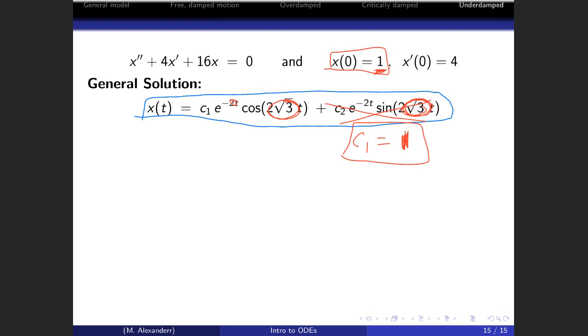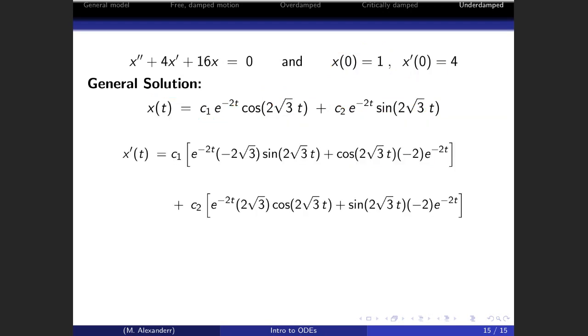Now we want to use the second initial condition, but in order to use this second initial condition, we need to find the derivative of this x function. Here I typed it up because it gets a little messy. So this is the derivative of the general solution, and all I've done is, let me just break it down here. So this is the first function, and I have to use the product rule because you have the exponential function and then you have the cosine function. So that's the derivative of the second one plus the second one times the derivative of the first.